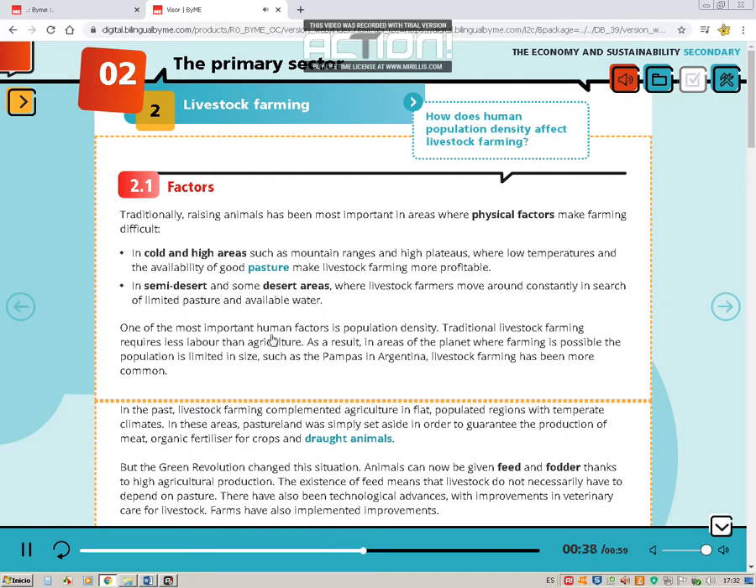One of the most important human factors is population density. Traditional livestock farming requires less labor than agriculture. As a result, in areas of the planet where farming is possible, but the population is limited in size, such as the Pampas in Argentina, livestock farming has been more common.